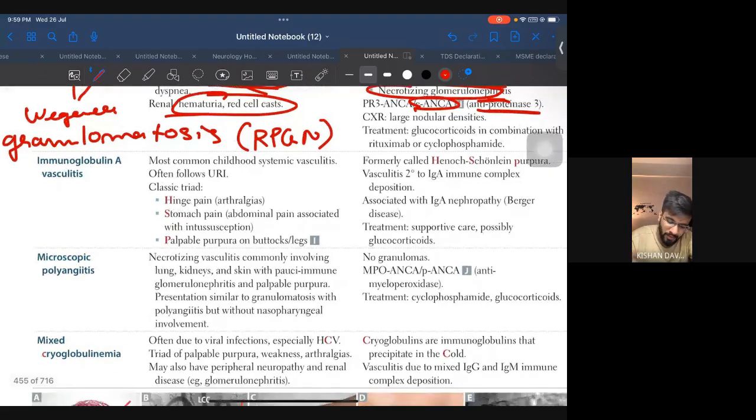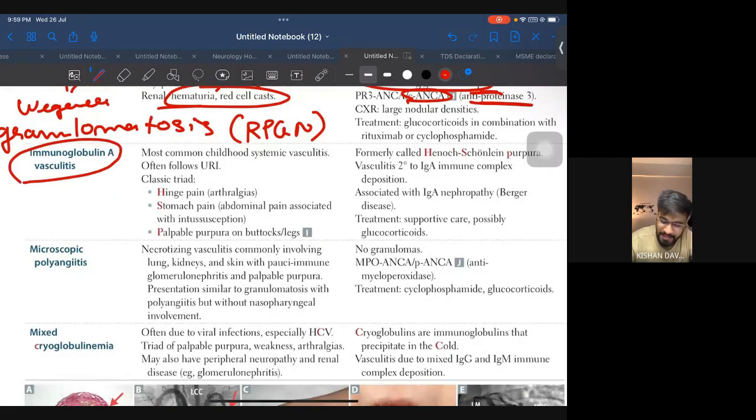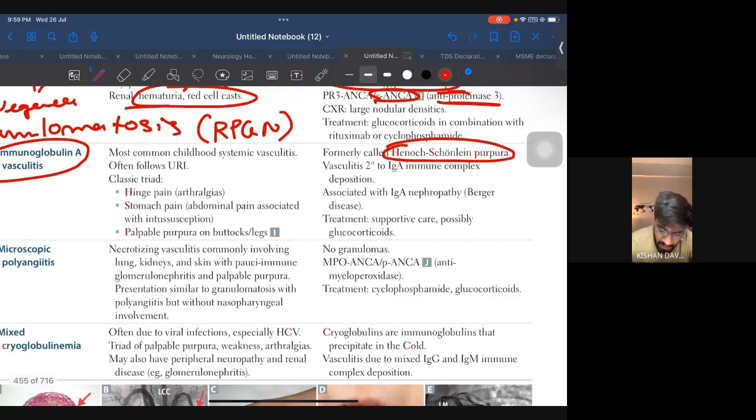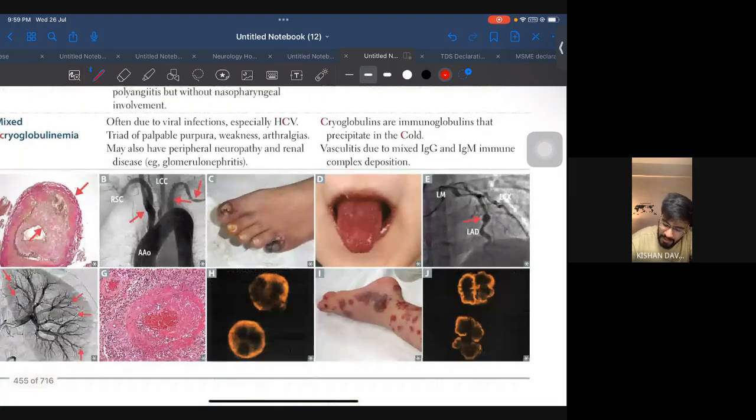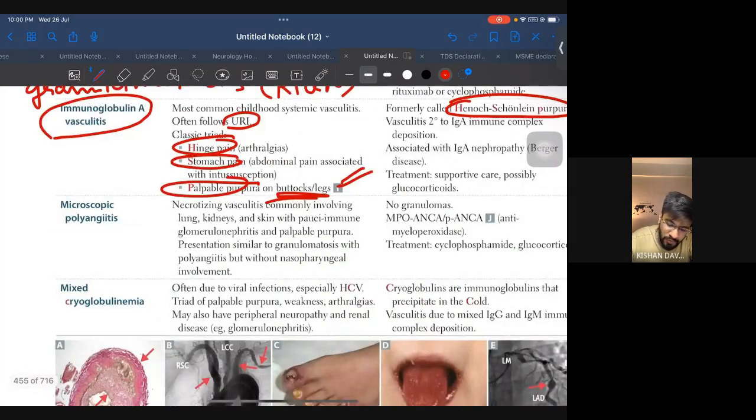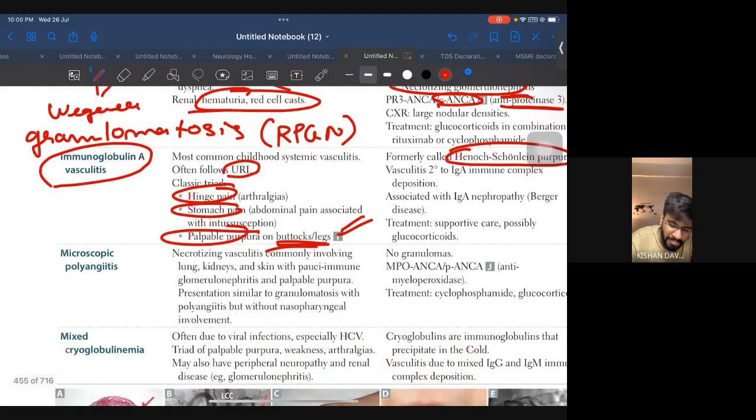All right. Moving on to immunoglobulin A vasculitis, the name over here is Henoch-Schonlein purpura. Very important. Okay. So it follows upper respiratory infection, classic triad, joint pain, stomach pain, palpable purpura on buttocks and legs. Buttocks and legs very important. How they will give you the cases, they will give you a small baby, not small baby, infant, and they will give you a naked buttock.